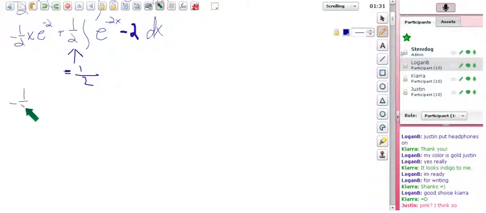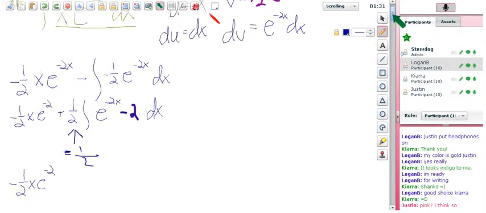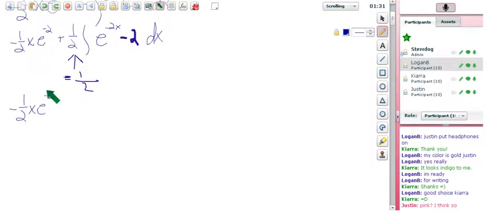So we'll rewrite this as negative 1/2 x e to the negative 2x. I think I wrote that wrong to start with. That should be negative 2x. Minus 1/4, because we got this negative 1/2 times this positive 1/2, so you have negative 1/4, times the integral of e to the u du. So what if we follow the pattern of number 6 on page 520? What would the integral of e to the u du be?